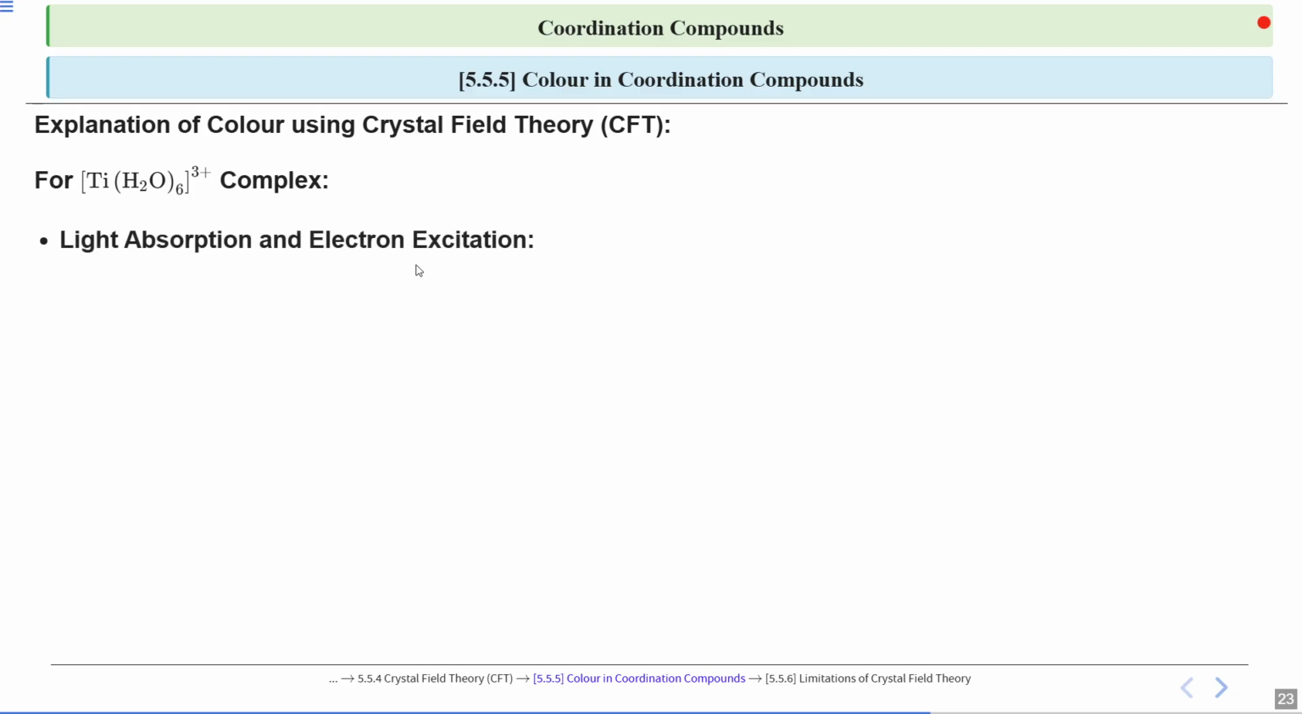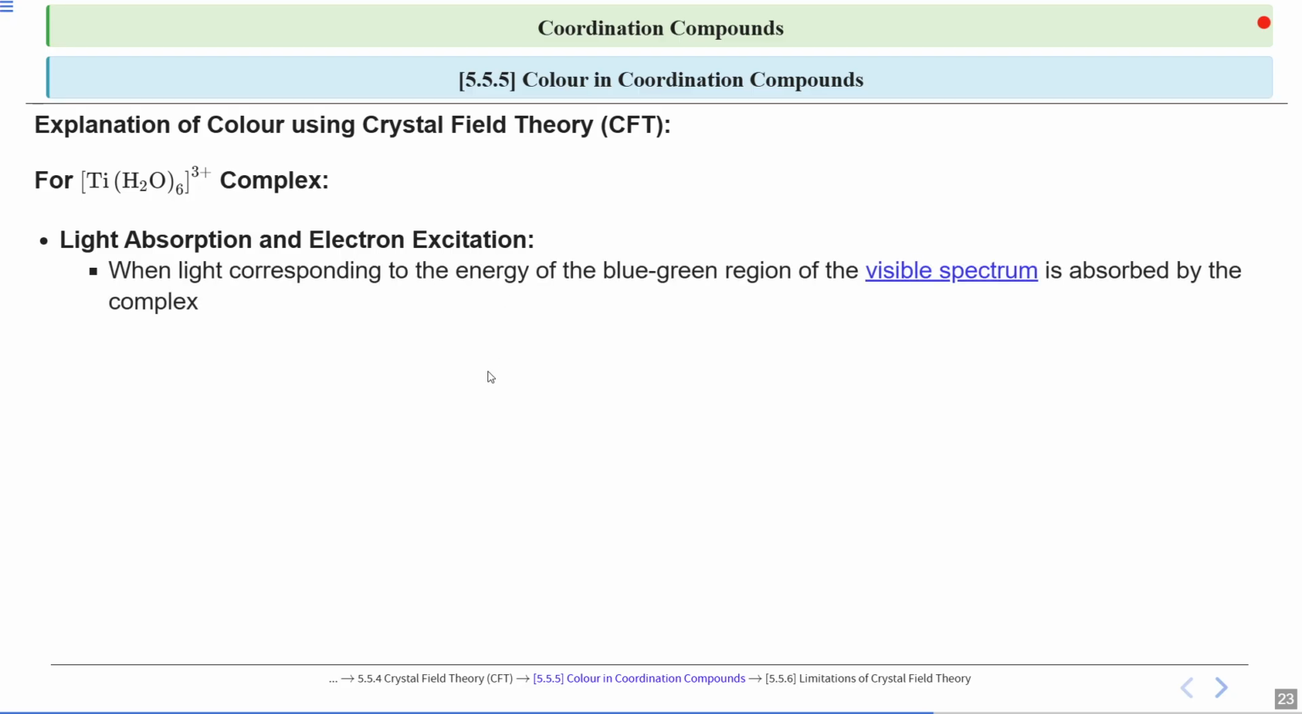Now, light absorption and electron excitation. When the light corresponding to the energy of the blue-green region of the visible spectrum is absorbed by the complex, this absorbed energy excites the electron from the t2g level to the eg level.